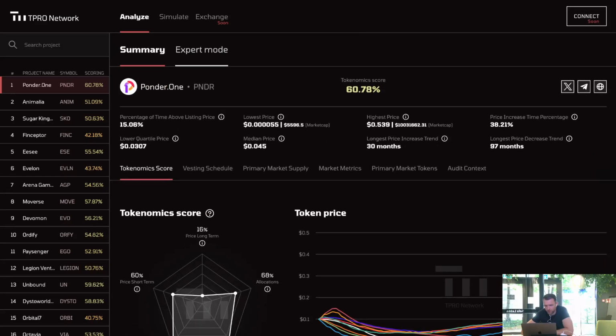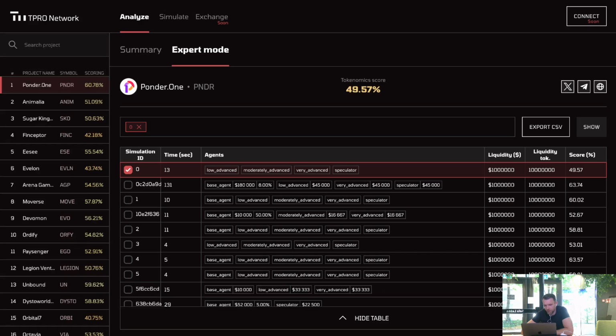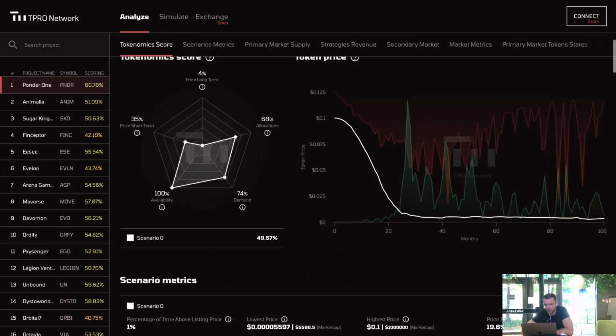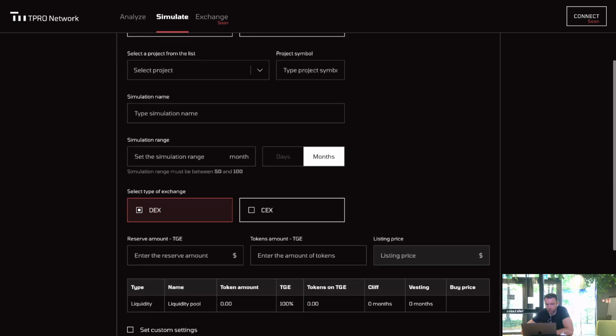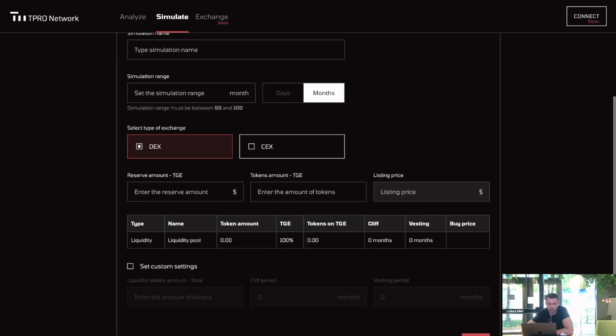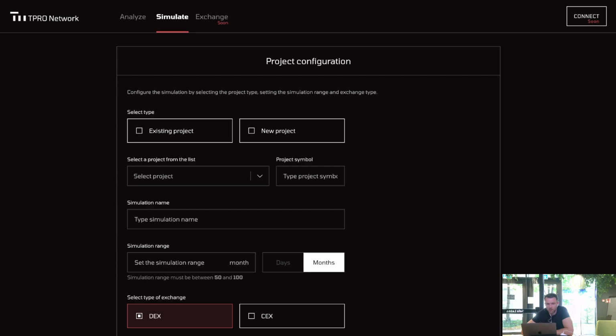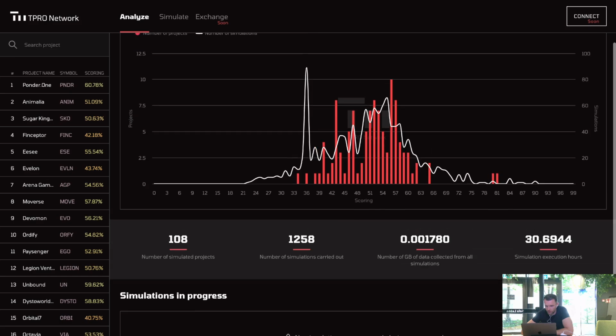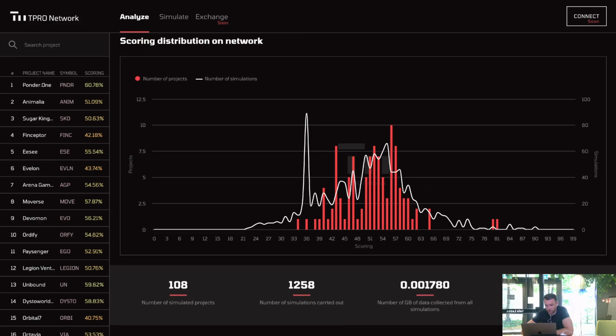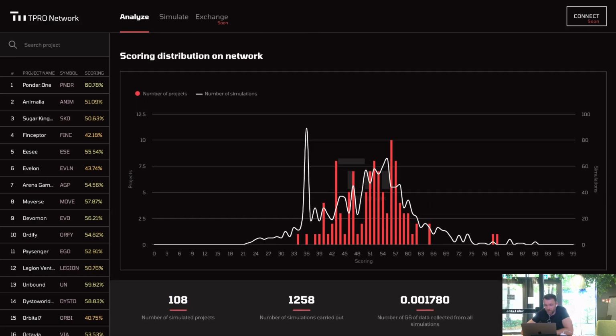Or just go to the expert mode, have even more deep dive information and compare different scenarios. So what I encourage you to do is go and play around with simulations, different assumptions for existing projects or new projects. Again, it's for free. As you can see, there are like 108 projects right now, thanks to me and my simulation right now.